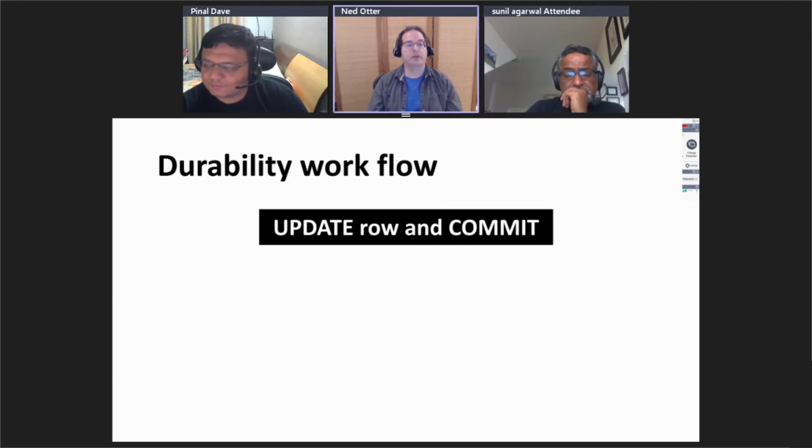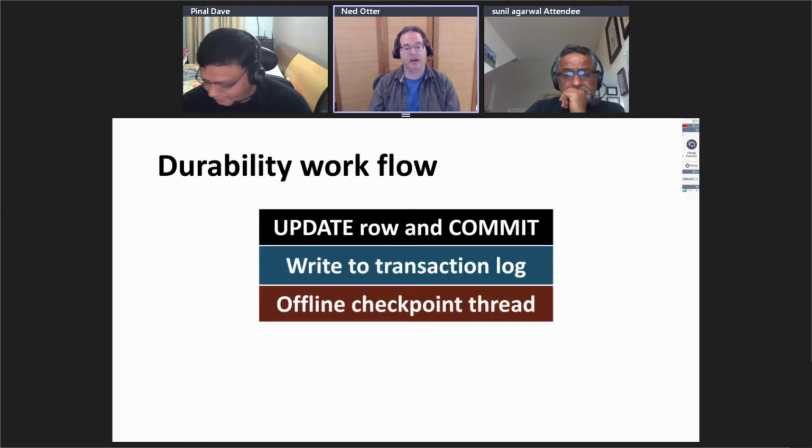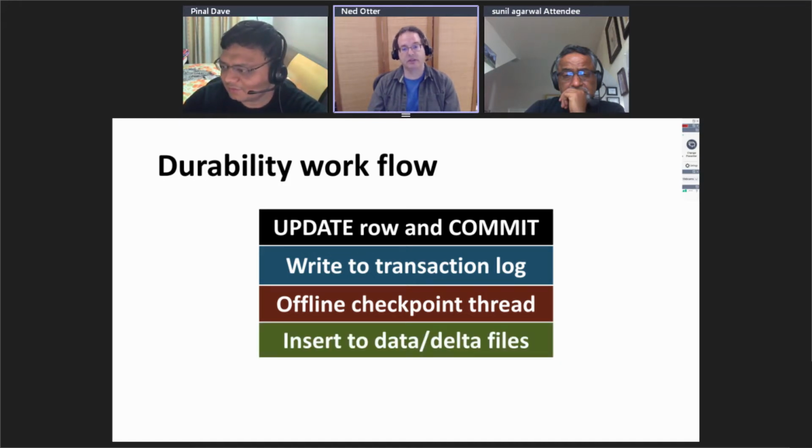The basic durability workflow works something like this. You would update a row and commit, and at that time, write to the transaction log. The offline checkpoint thread grabs that event and writes it to the data and Delta files. This is a kind of 10,000-foot view of how it works.